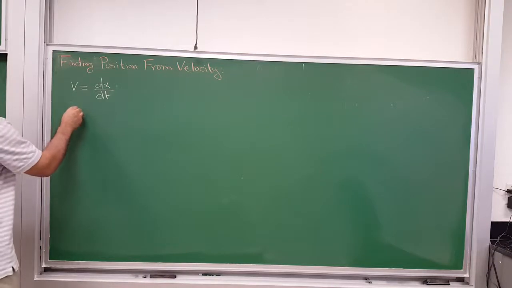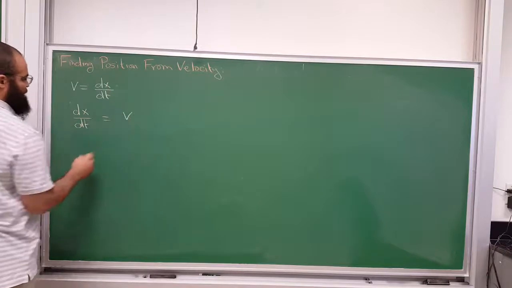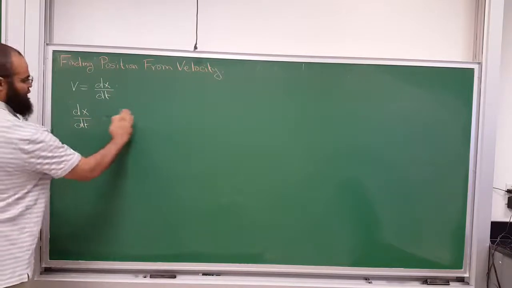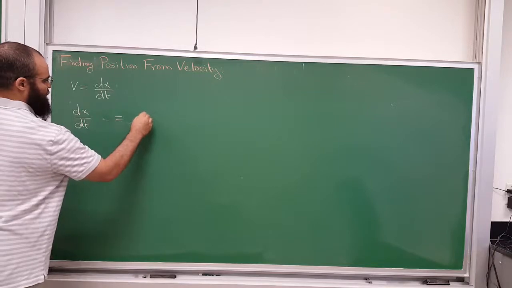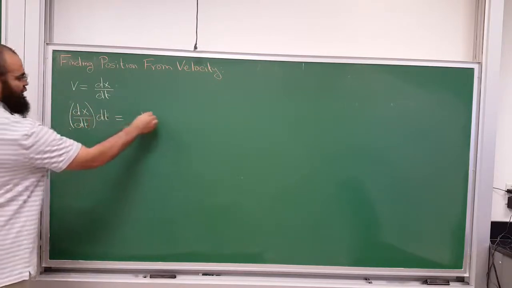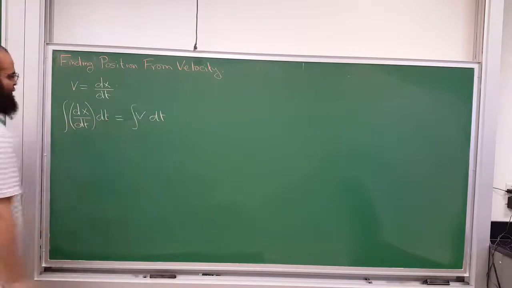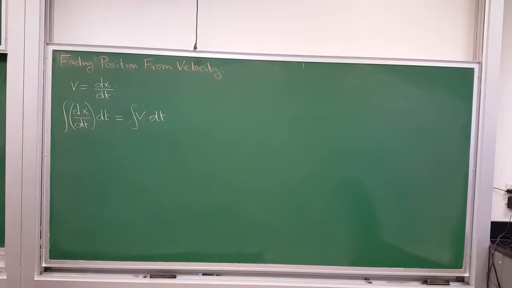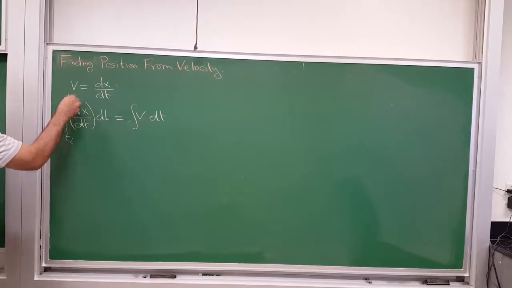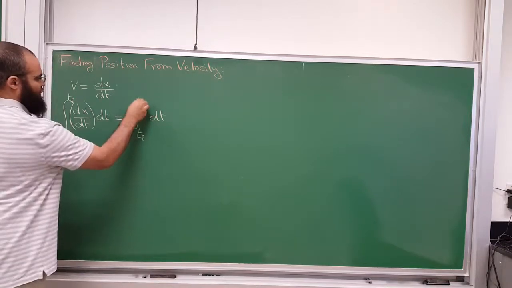So let me write it this way. I have dx dt is equal to v. So if I integrate both, if they're equal, I can just integrate both sides with respect to t. This is the symbol for integral. And I can integrate both sides from t initial to some t final. This one also from some t initial to some t final.